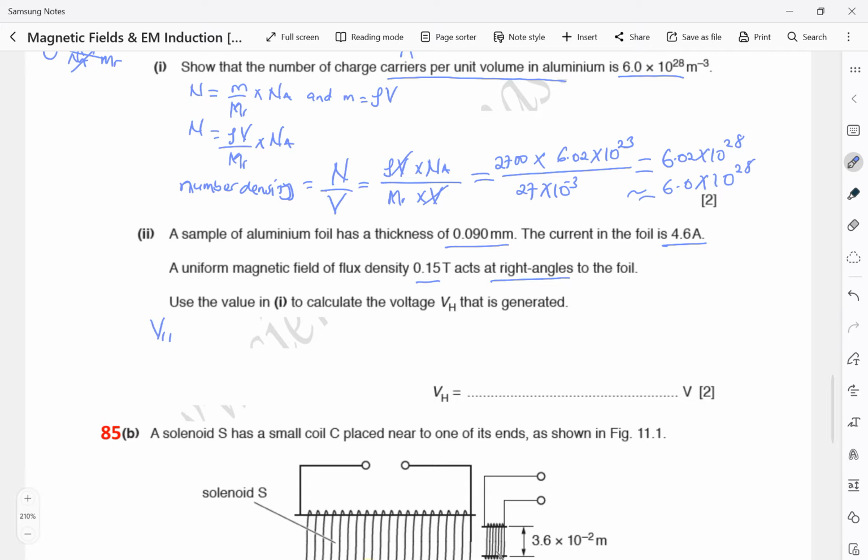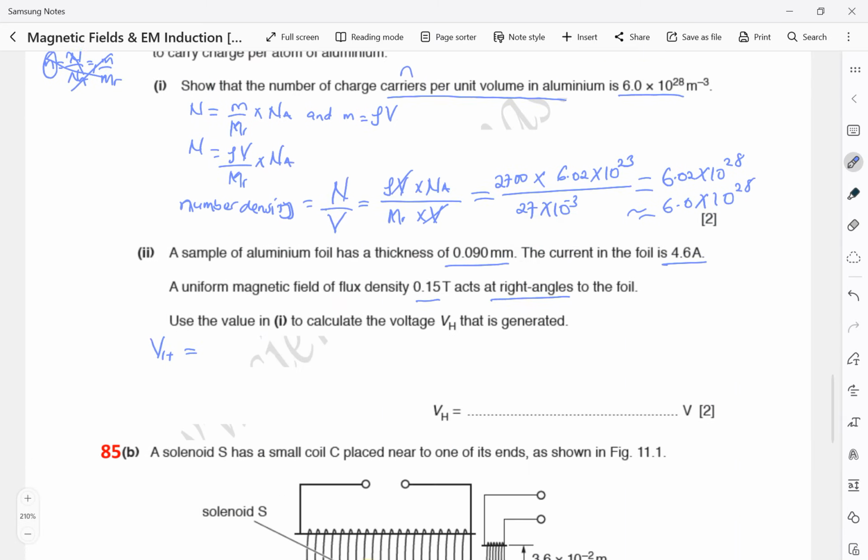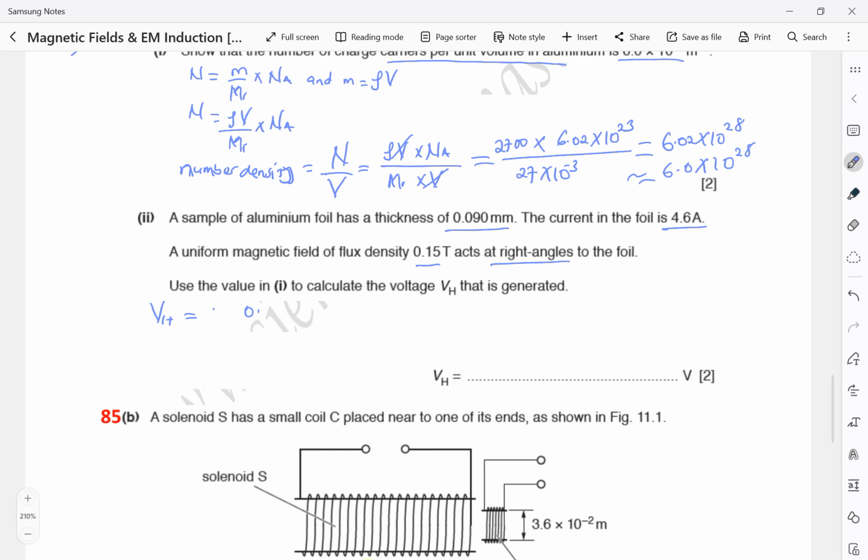So voltage VH is going to be equal to B times I, because the formula is BI. So B is 0.15, the current is 4.6, divided by N. N is 6.0 times 10 to the power of 28 times the thickness, that is 0.09 times 10 to the power of minus 3, that is the thickness, then times charge 1.6 times 10 to the power of minus 19 coulombs.